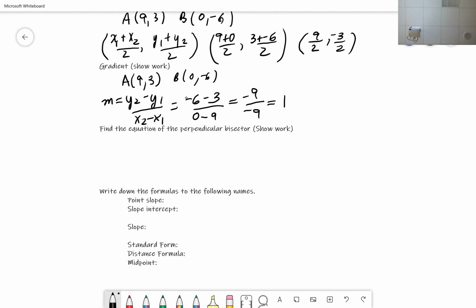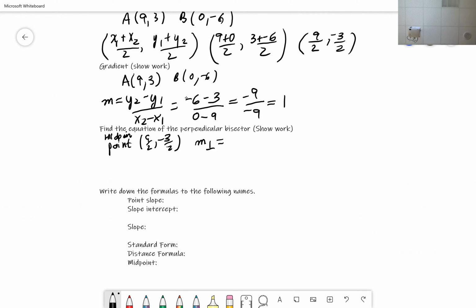So now we've got to find the equation of the perpendicular bisector. The perpendicular bisector will have the point, the midpoint. So the midpoint of AB is 9/2, -3/2. And then the slope that's perpendicular to 1 is what?